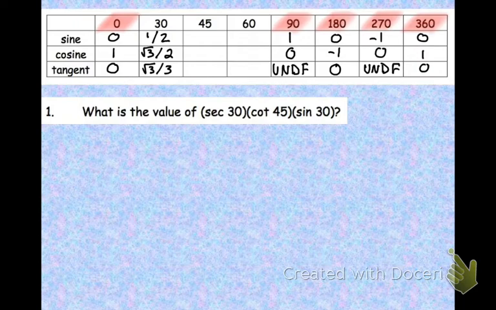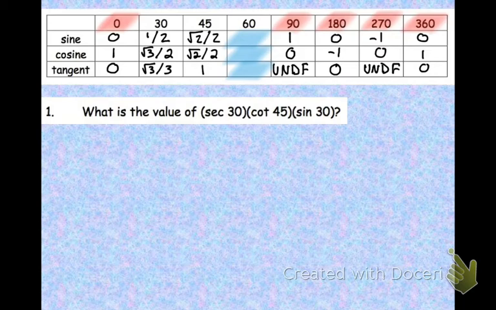Our 45-degree angle gives us square root of 2 over 2, square root of 2 over 2, and 1. And again, I'm not going to be silly and fill this in. I want you to fill these in on your own, based on what we did just a second ago.